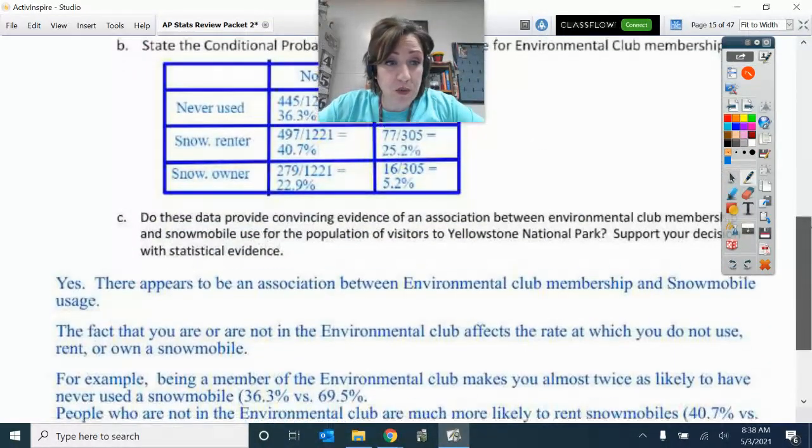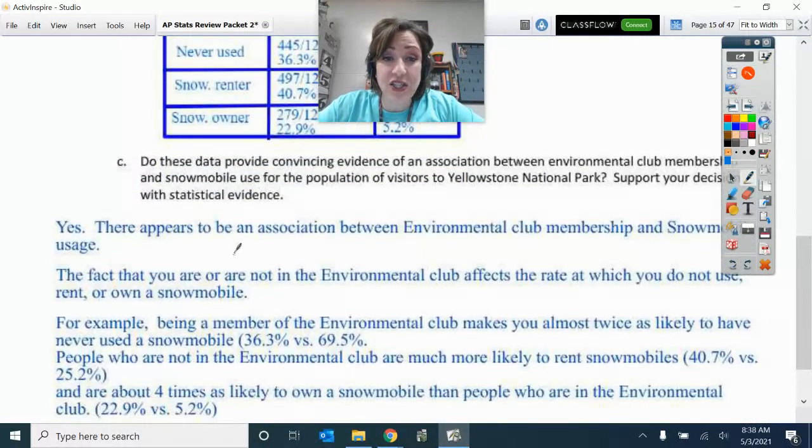So that leads into this one. Yes, there is an association. They are related. There is an association between environmental club membership and snowmobile usage. Okay? Because the fact that you are or are not in the environmental club affects the rate at which you have those things. Do not use, rent, or own a snowmobile.